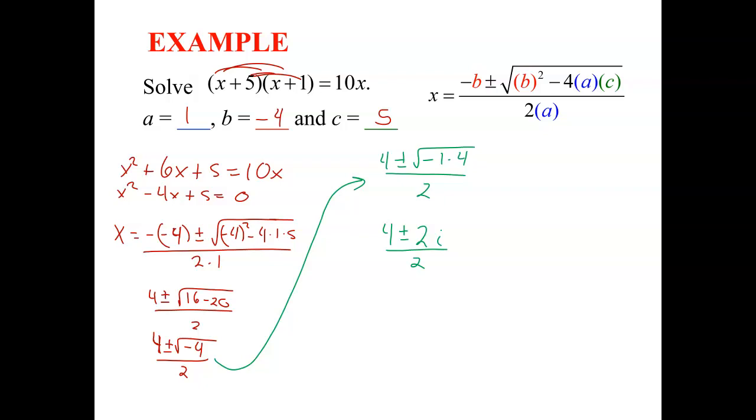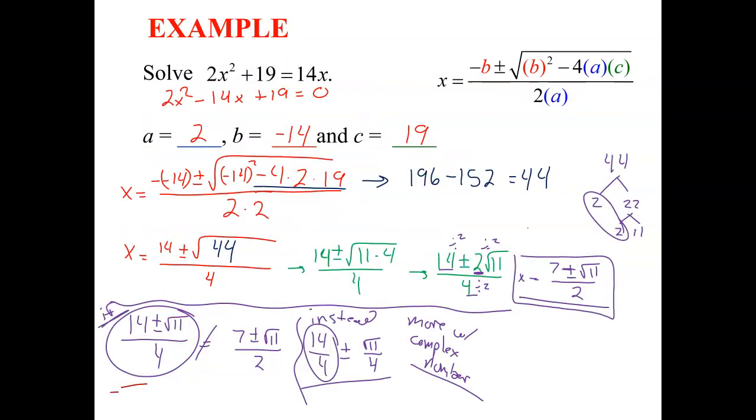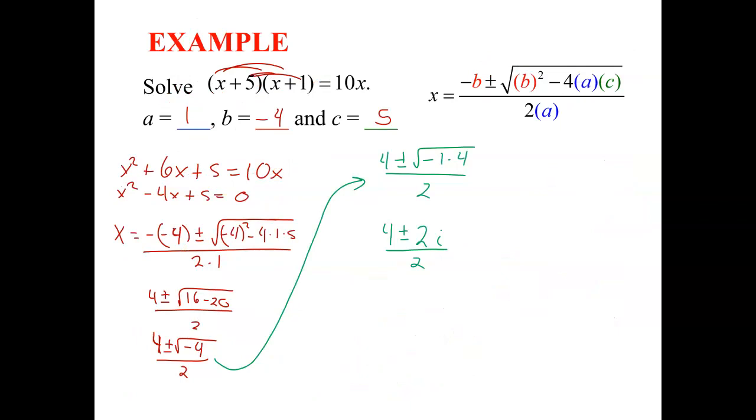That's it? And then I want to say something very specific. When you have complex numbers, even if they all have a common factor, just get in the habit of writing it as two fractions. 4 over 2 plus or minus 2i over 2. And it's going to get you set up to make sure that you simplify it properly every single time.